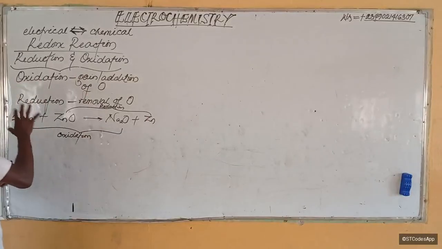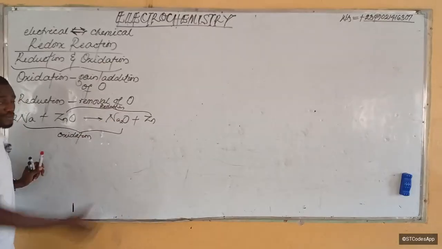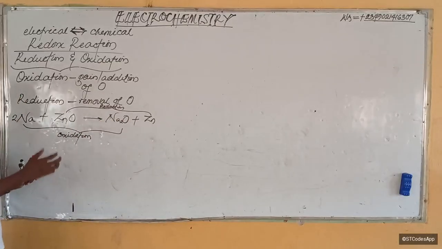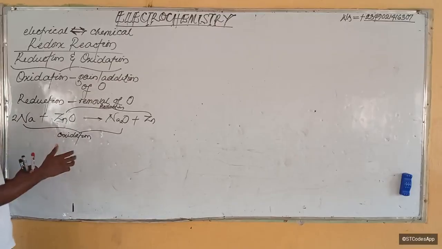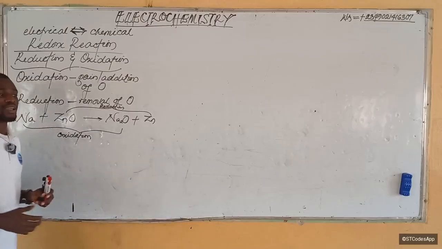Agents are always picked from the reactant side because they are the ones doing the work. This one is just the product, or these ones are just the products. So these are the ones doing the work, so they are the agents. Either one is the reducing agent and the other will be the oxidizing agent. Is that clear? All right.